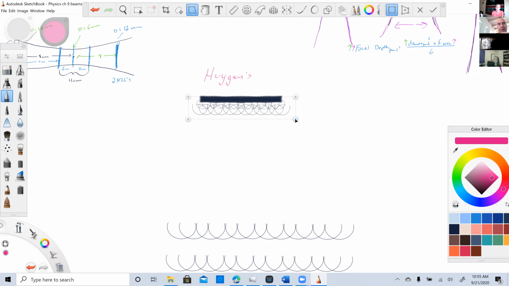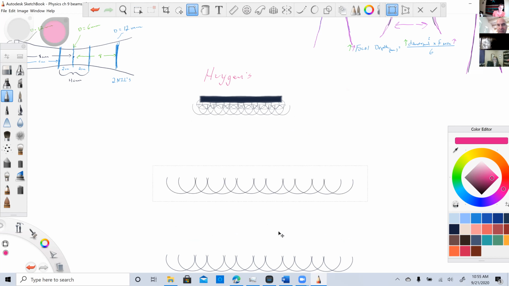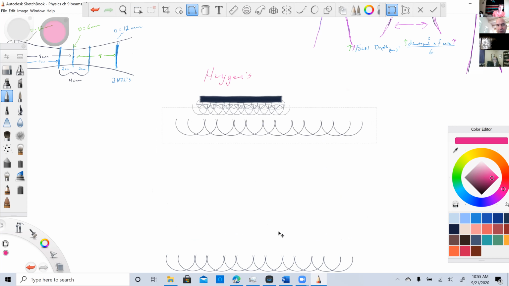But what I'm showing here is a kind of time lapse of this sound. Let's say it's a pulse of sound coming out. And as it comes out, of course, the individual waves spread out, because that's what they do. They're traveling.